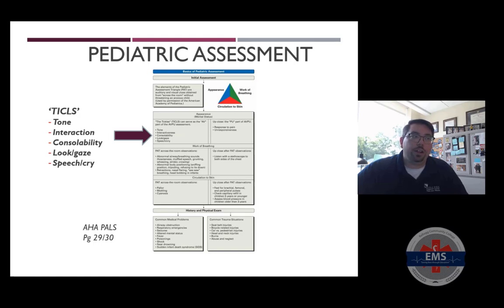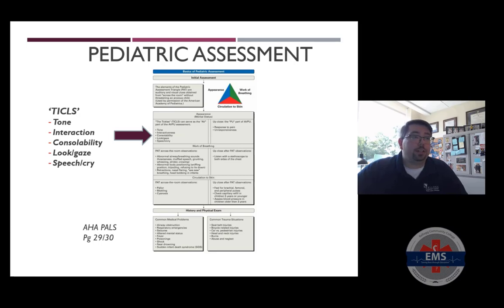We can use an alternative to AVPU when we're dealing with the alert and verbal component of our assessment for mental status. We use TICLS. TICLS includes things like tone. It's an acronym again: tone, interaction, consolability, look, gaze, speech, and cry. We also know that we can use the PU portion of AVPU as either responsive to pain or unresponsive in general.